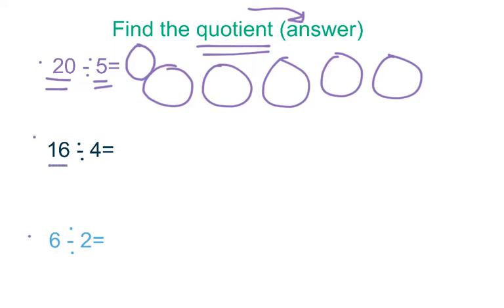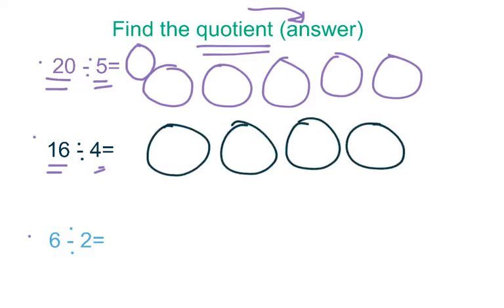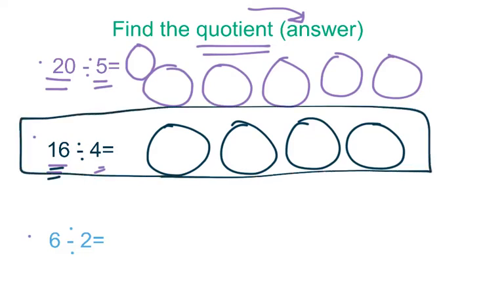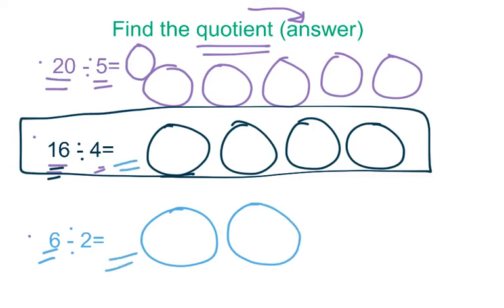Down here we have 16 total items divided into 4 equal groups. So we'll draw 4 circles, 4 groups, and split up 16 items equally amongst those 4 groups. And then the last one down here, we have 6 items total divided into 2 equal groups. Write your quotient right there and take a picture of your work and send it to me.